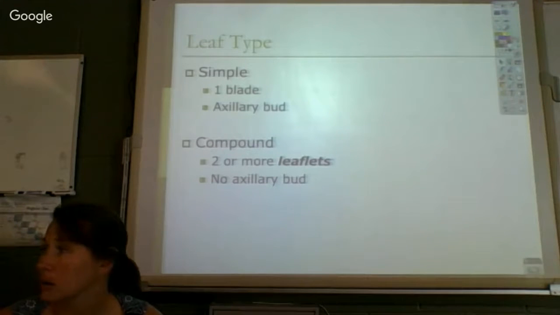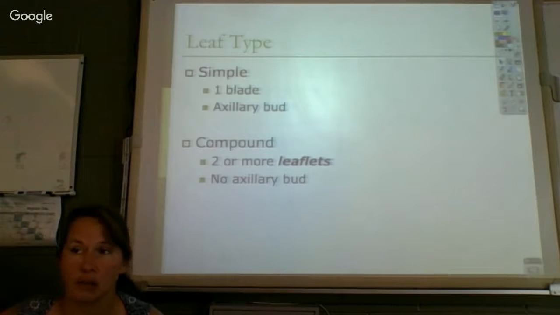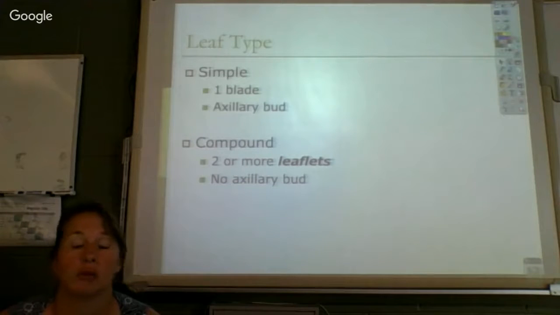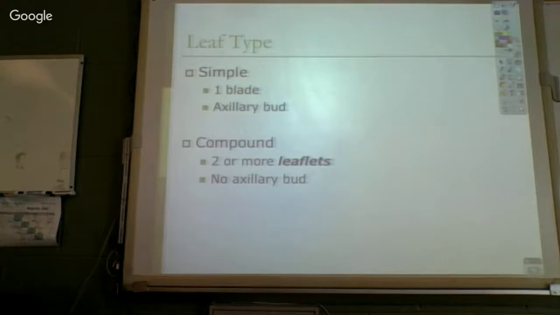The second one, a compound leaf, has 2 or more leaflets, and the leaflets do not have auxiliary buds at them. There's only one auxiliary bud for the entire what we call rachis. So I'll show you that. So go ahead and get that definition down. Pause me if you need.